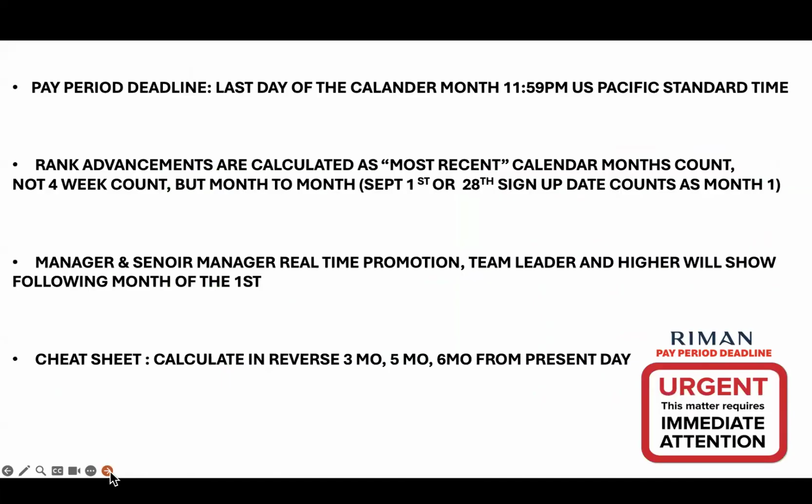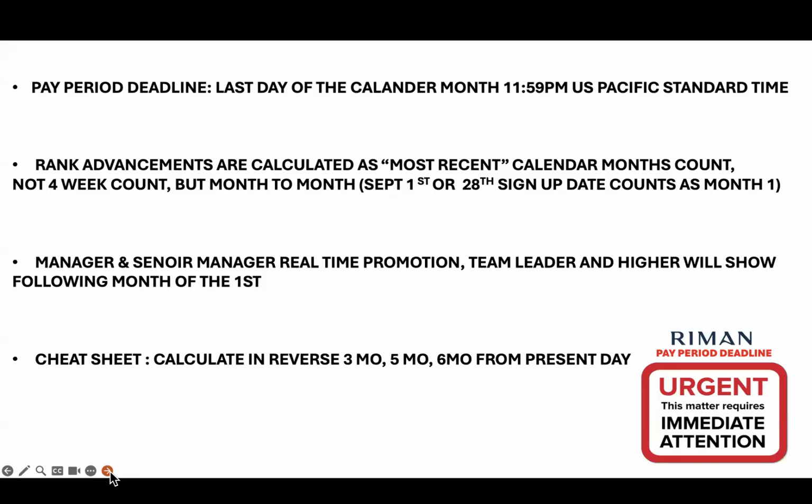Pay period deadline is considered the last day of the calendar month at 11:59 US Pacific Standard Time. So we are going off of Cali time. Everything is going to be calculated based on 11:59 p.m. Pacific Standard Time, last day of the calendar month.